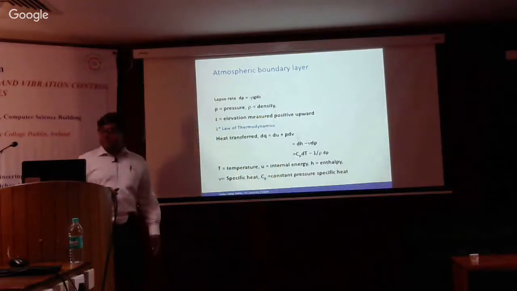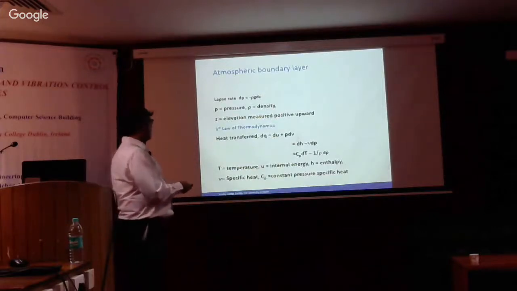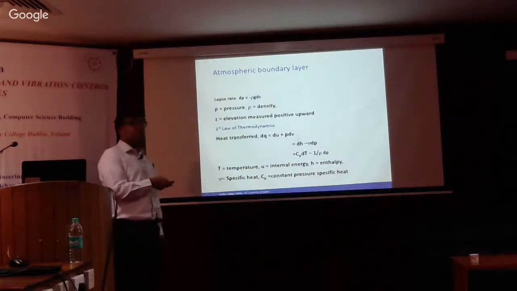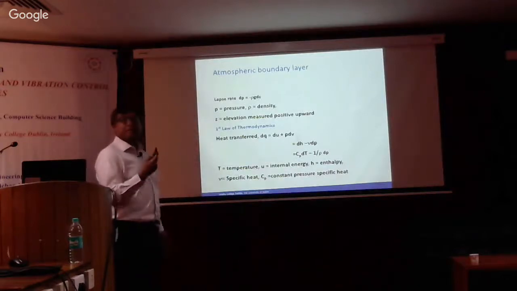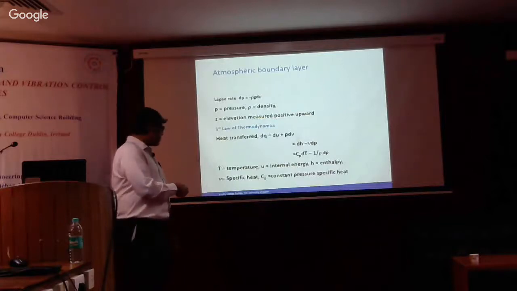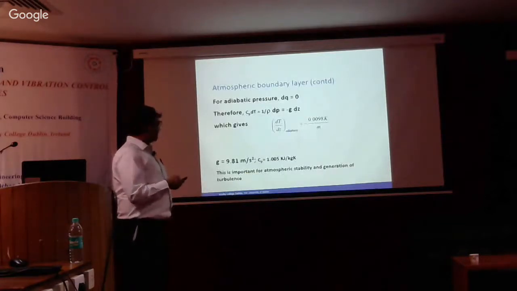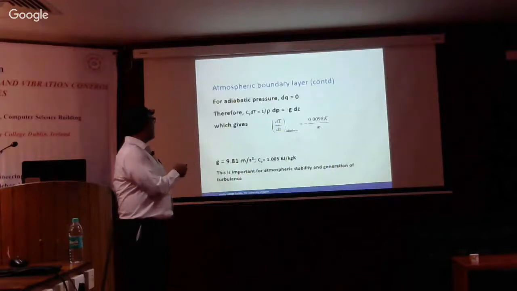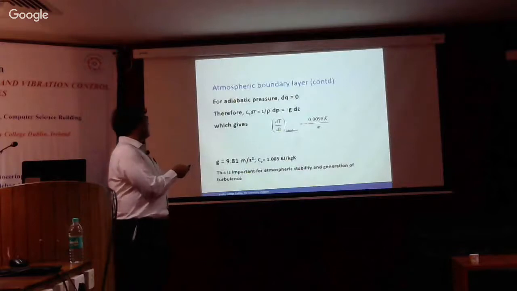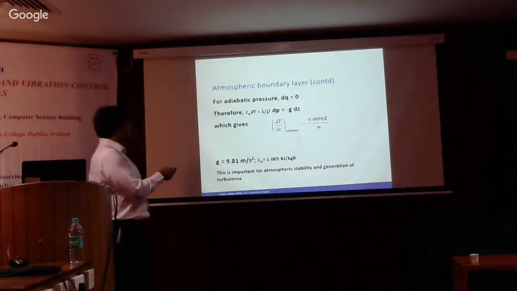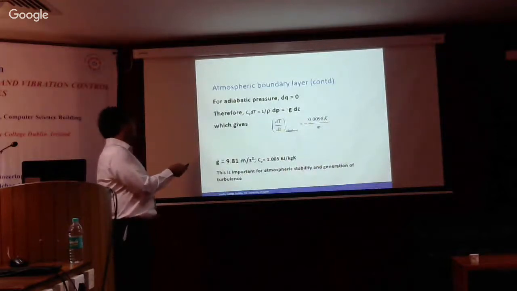The terms here correspond to: U is the internal energy, h is the enthalpy, and Cp is the constant pressure specific heat. So this is again from your first or second year thermodynamics. As I said, if you have an adiabatic condition, then you have Cp dT equal to 1 over rho dp, and obviously we can write dp as minus rho g dz. If you substitute, then we have Cp dT equal to minus g dz.